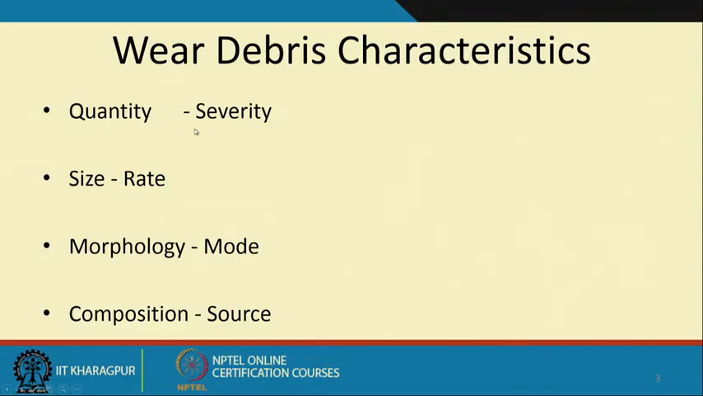Characteristics, one is the quantity. So, how do I know the quantity? There are devices by which we can see the particle count, by laser devices we can measure the particle count through an optical technique.